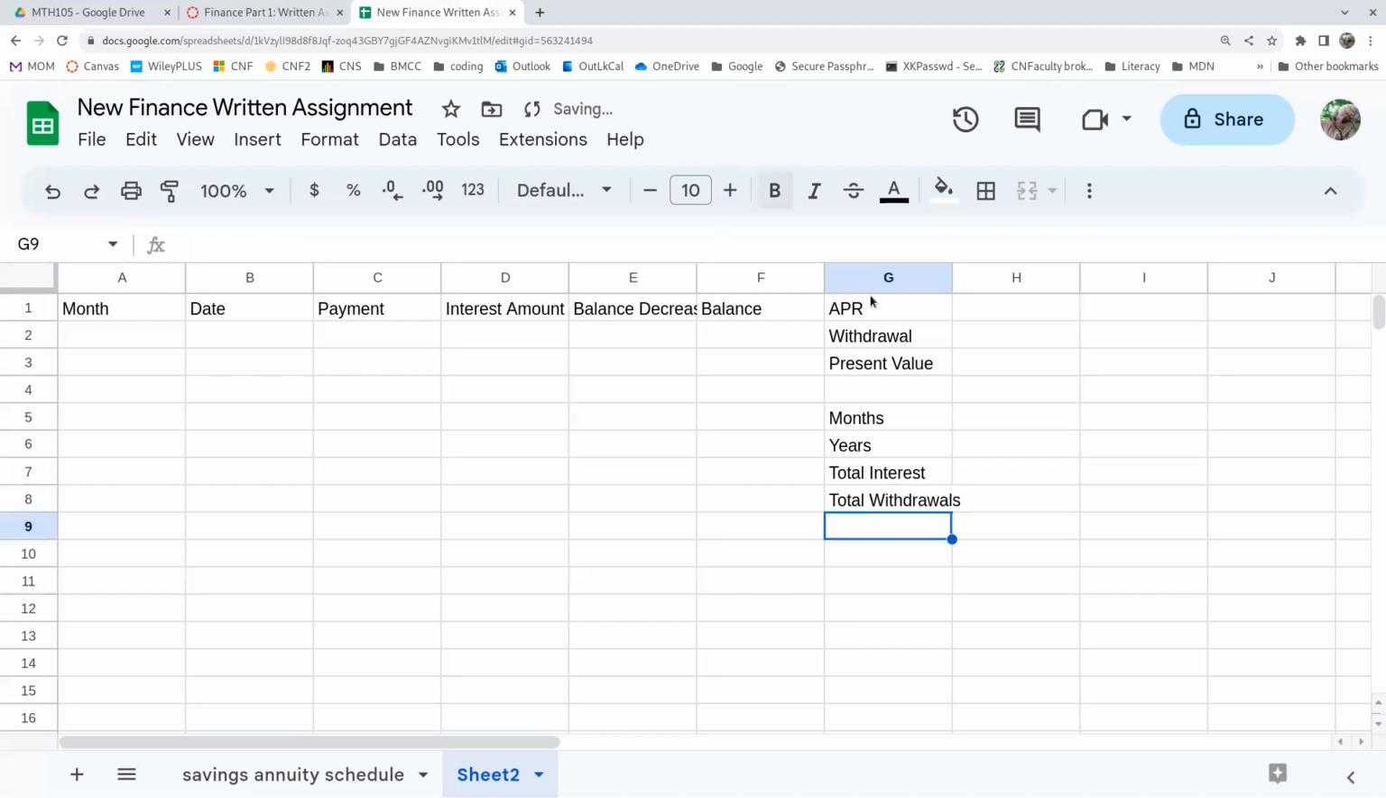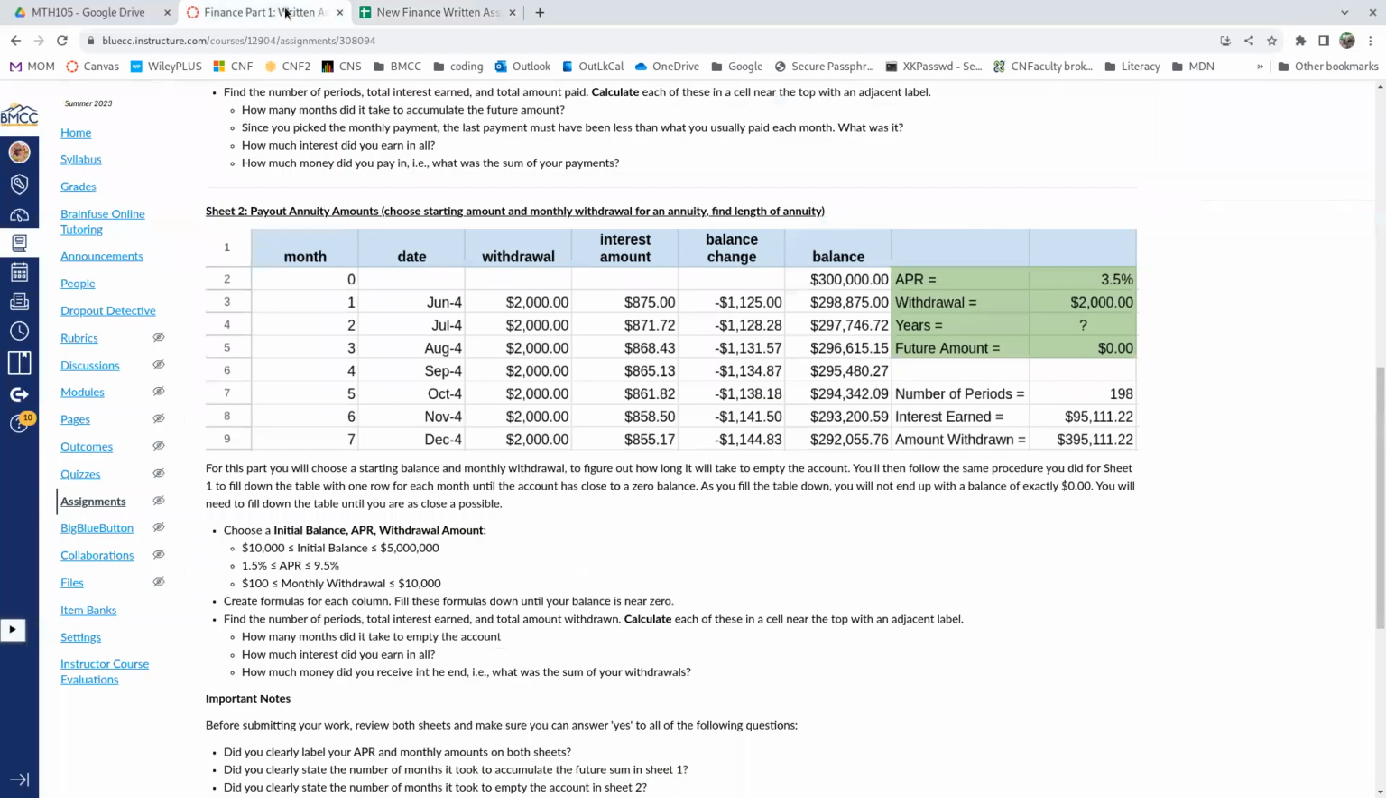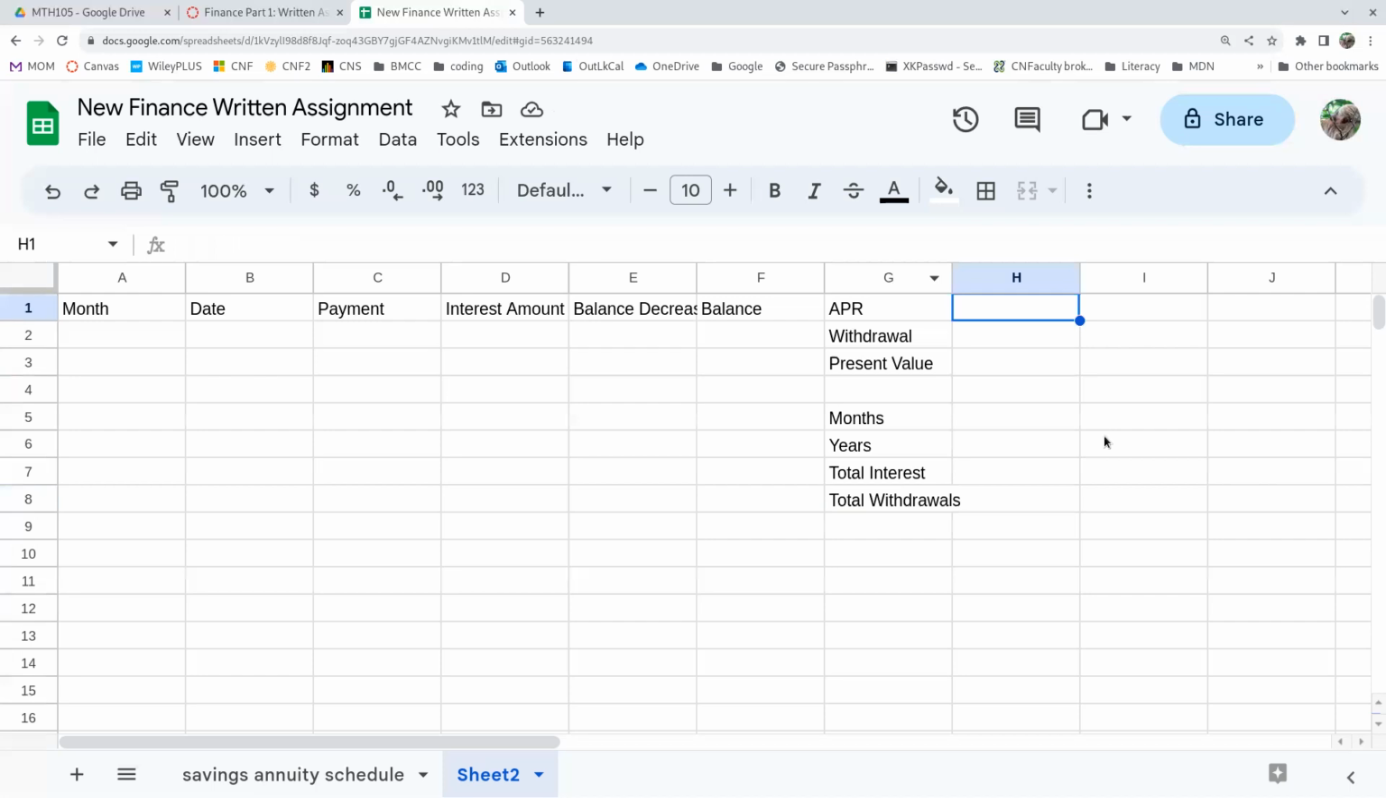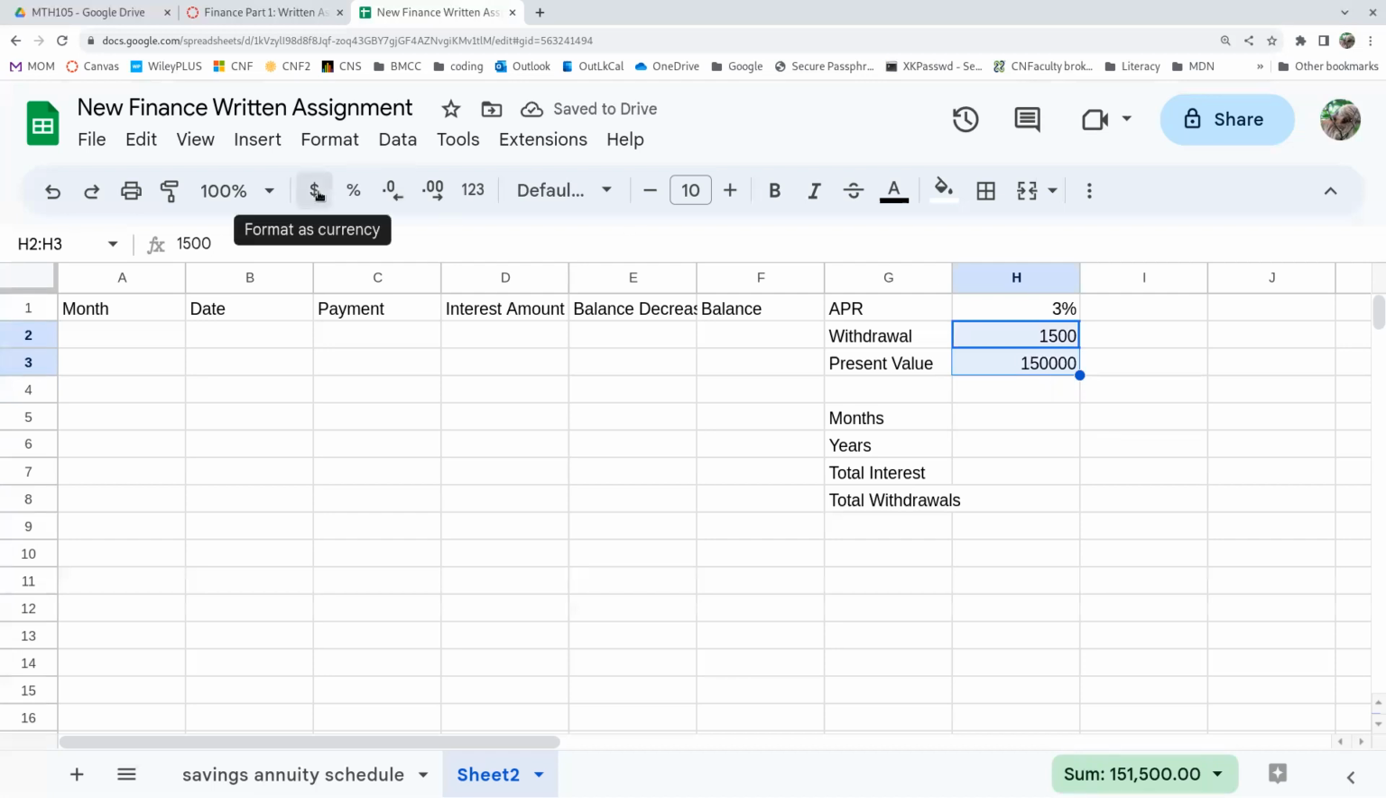All right, so we'll calculate that stuff eventually, but first for the APR. So in this case, I want to pick a different APR than last time. Last time I picked 2.5, that has 3.5. Maybe I'll just pick 3%. As far as a withdrawal, let's say I want to withdraw $1,500 each month. And let's say my present value for this account is going to be 150,000. And let's format those two, make them pretty money. Currency format. All right.